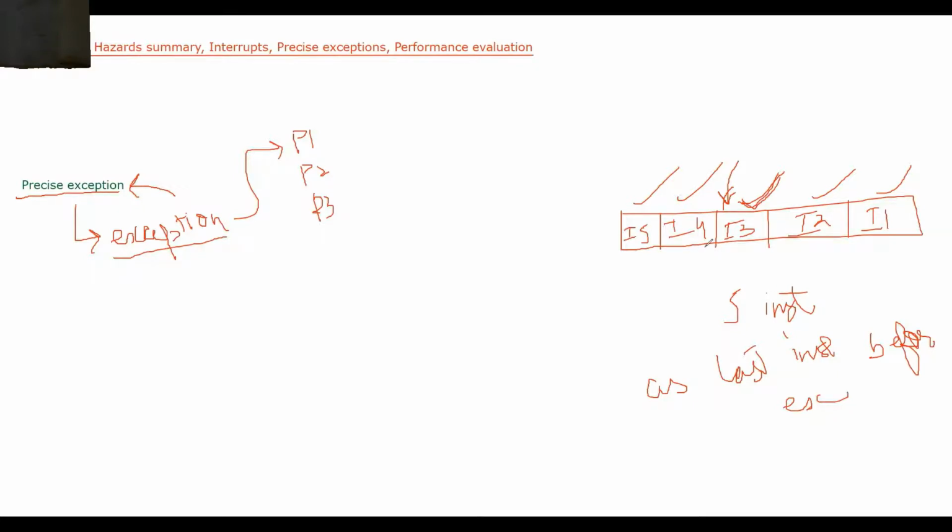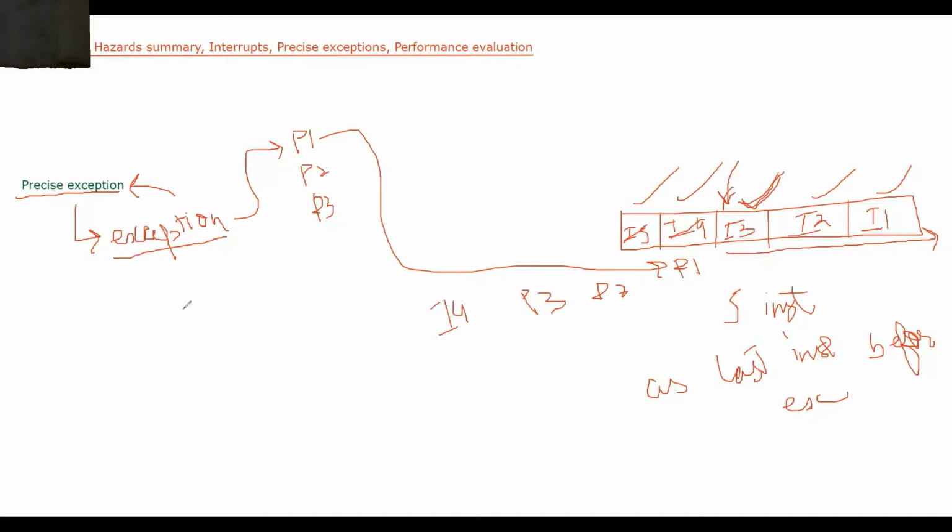So what we are going to do, we will remove these two, I4 and I5. And we will allow these instructions to go into the pipeline. And after I3, we will insert P1 in the pipeline, then P2, then P3. And after P3 we will again start executing I4.